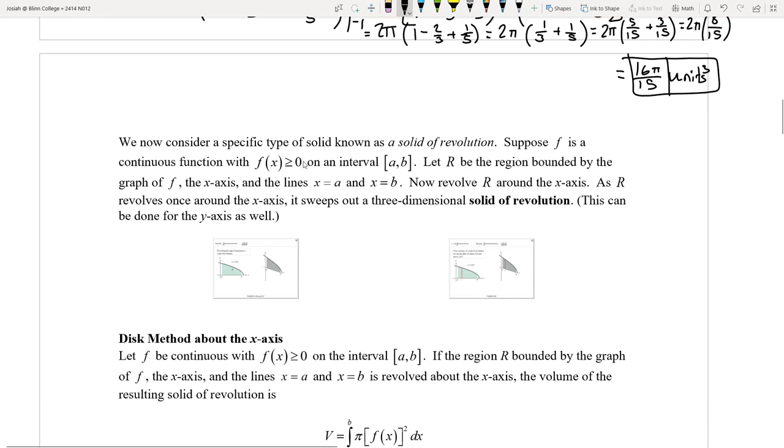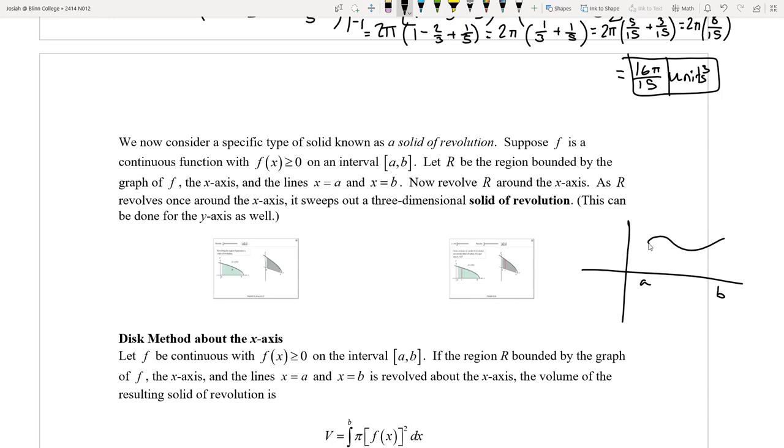Just mean that we want a function that is positive. So I'll go ahead and kind of do my generic function here, and it's going from a to b. All right, so let R be the region bounded by the graph of f, the x-axis, and the lines x equals a and x equals b.